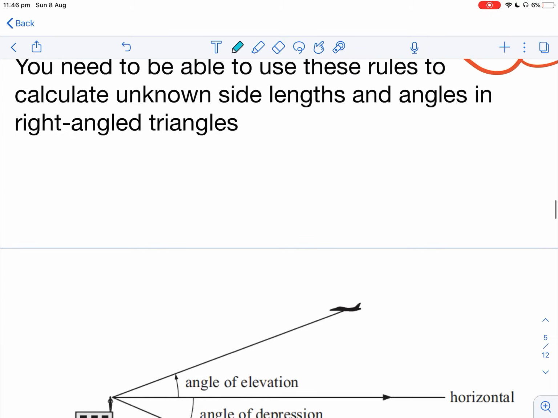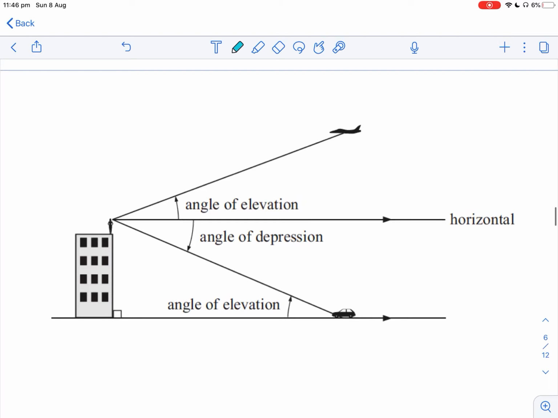Now, one more thing for this part of the test, you need to know the difference between an angle of elevation and an angle of depression. So an angle of elevation is if you are the person here, you're looking up, so that's where the angle is. And the angle of depression is if you've got a horizontal line across here and you are this person, you are looking down.